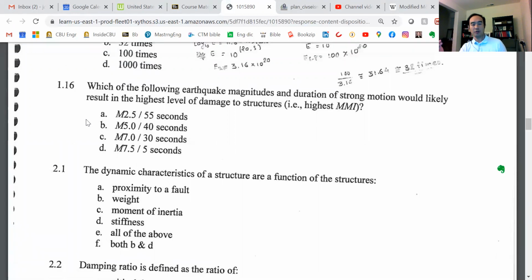So 7.0 and 7.5, in terms of the energy, of course, we have a difference. But 7.0 is high enough to have a lot of damages to the structures. And in terms of the duration, 30 seconds to 5 seconds, this is really, really big difference. Okay, so I would go with the C as a final answer.